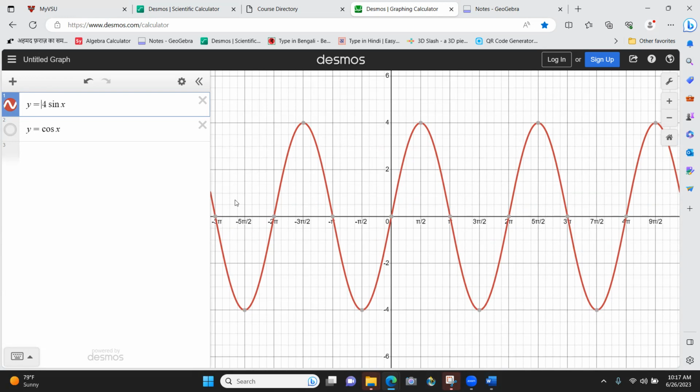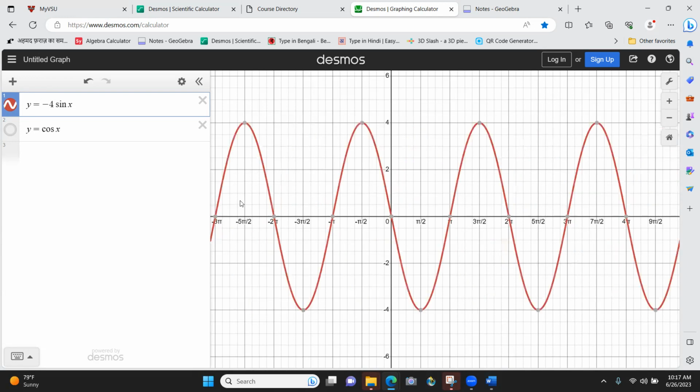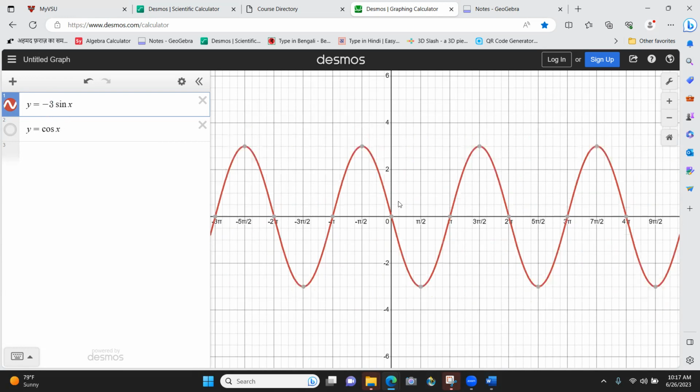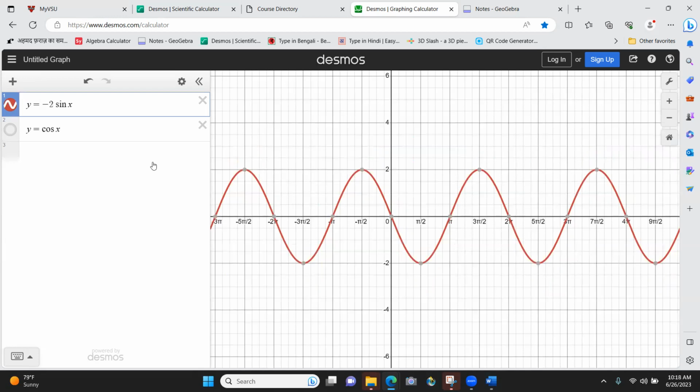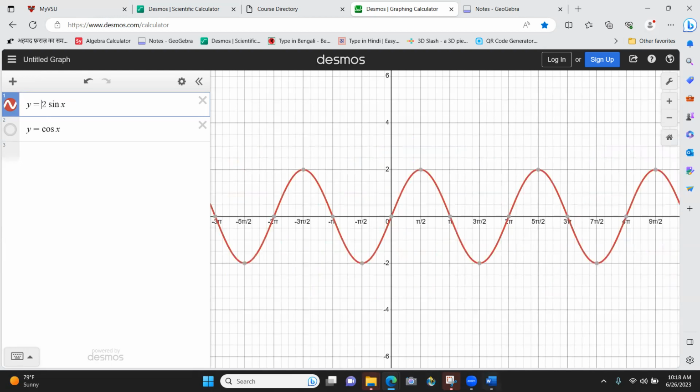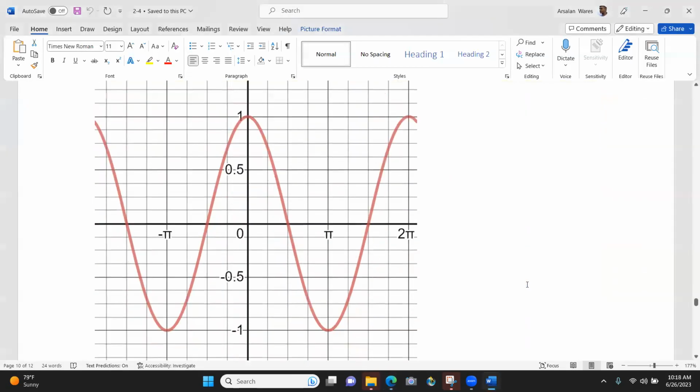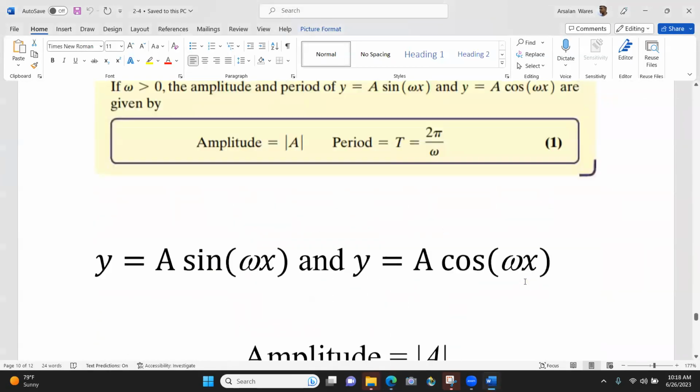And what if you multiply it by -4? Interesting, isn't it? The amplitude is still 4. What about -3? The amplitude is the maximum peak, how high it is from the x-axis. The answer is still 3. If I do 2, it's still 2. -2 or +2 doesn't matter. Amplitude will be that. So here is a fancy slide that you want to be familiar with.